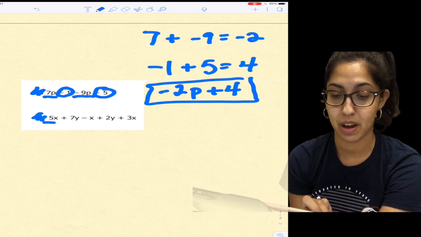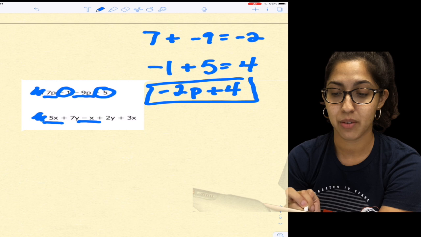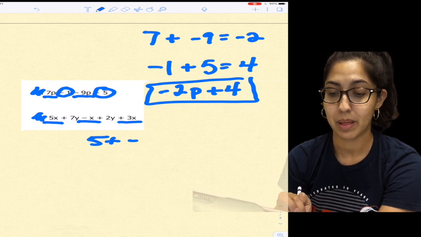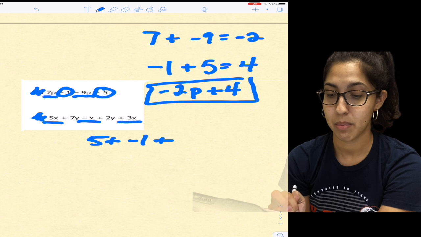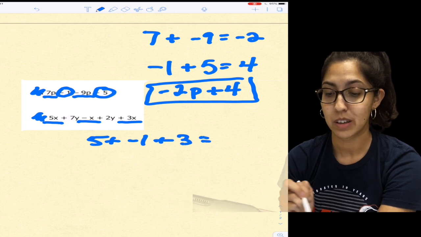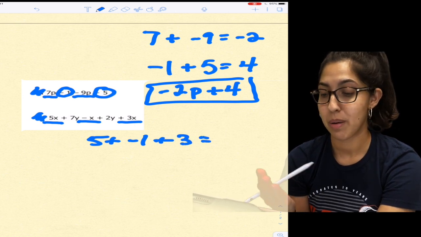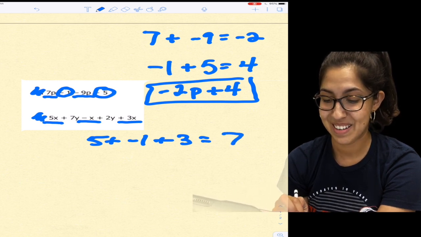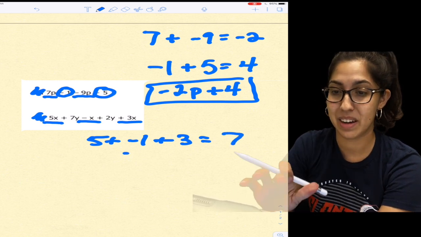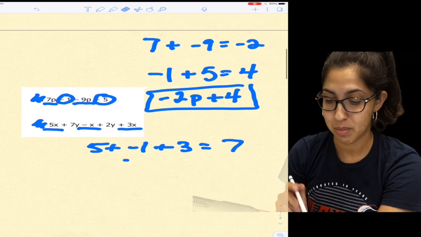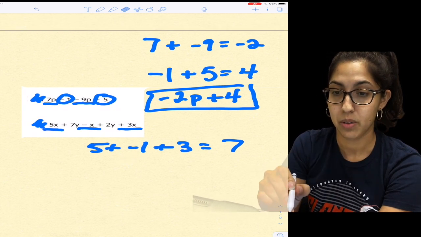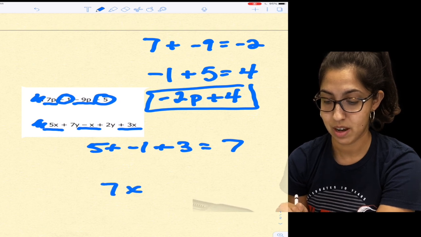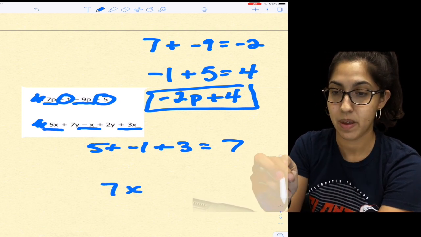So right here we've got 5x, negative 1x, and 3x. So I'm going to do 5 plus negative 1 plus 3. So 5 plus negative 1 would be 4, plus 3 would be 7. So we're going to do 7, and actually let me scoot that up. Okay. So we're going to write 7x down here because it's easier.